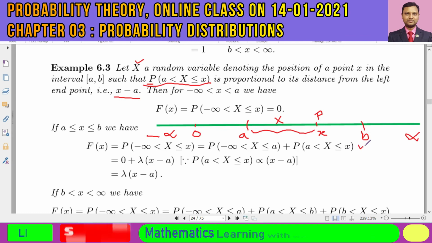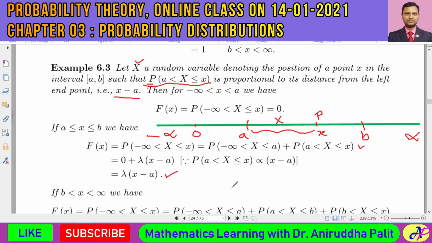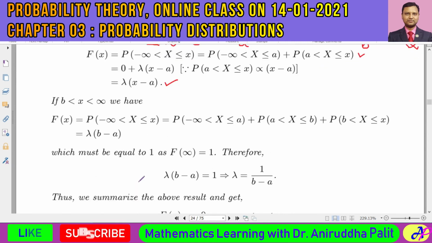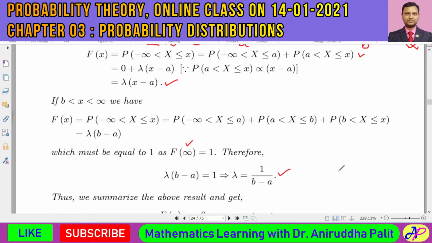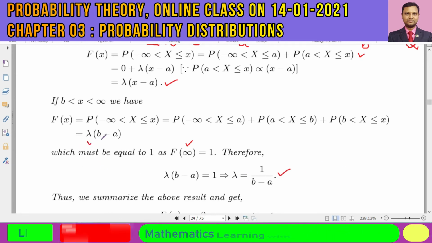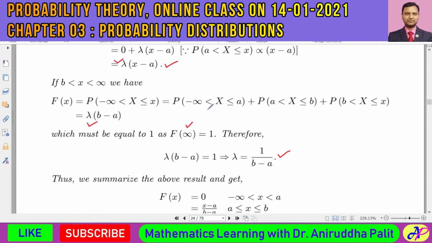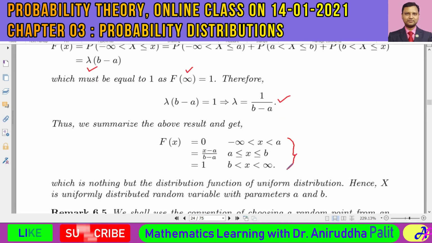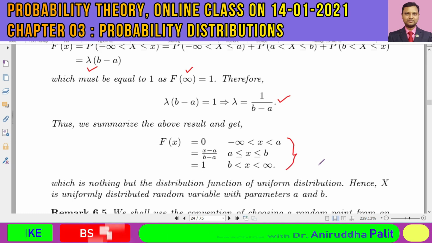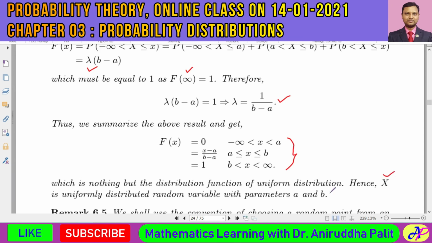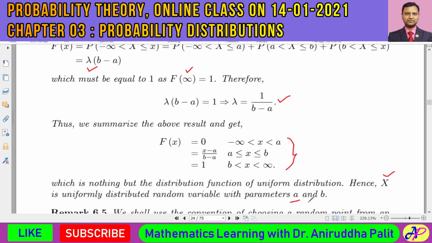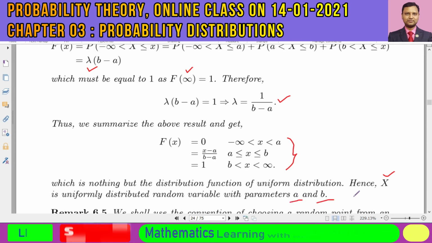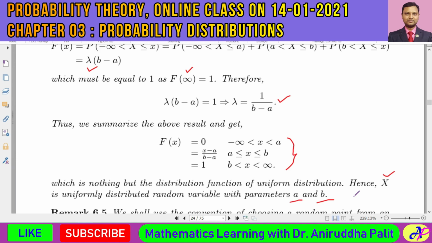You see, this probability can be written in this way: lambda into x minus a, and we have a restriction that F of infinity is equal to 1. In this way, we can find the value of lambda is equal to 1 by b minus a. So if you put the value of lambda in the expression of F of x, you will get the distribution function of the uniform distribution. That's why we say that X is a uniformly distributed random variable with these two parameters a and b. These are called the parameters of this uniform distribution. So this is an example of uniform distribution.